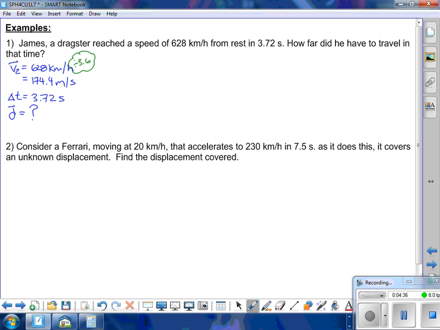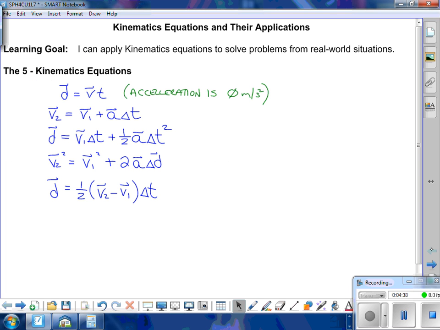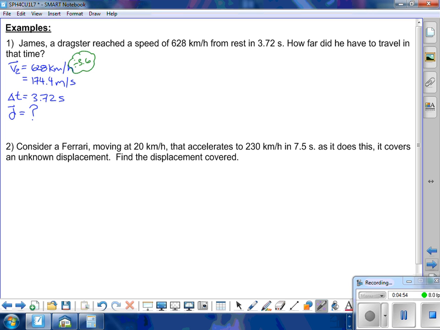Now when you look at these formulas on the back page, we see that there are at least four values in each. Right now we only have 2 values. We have Vt and we have delta t. So we must know another piece of information. What is that other piece of information? Well, if he reached it, we have to assume that this car started from 0. So we have to infer that it started at 0 meters per second.